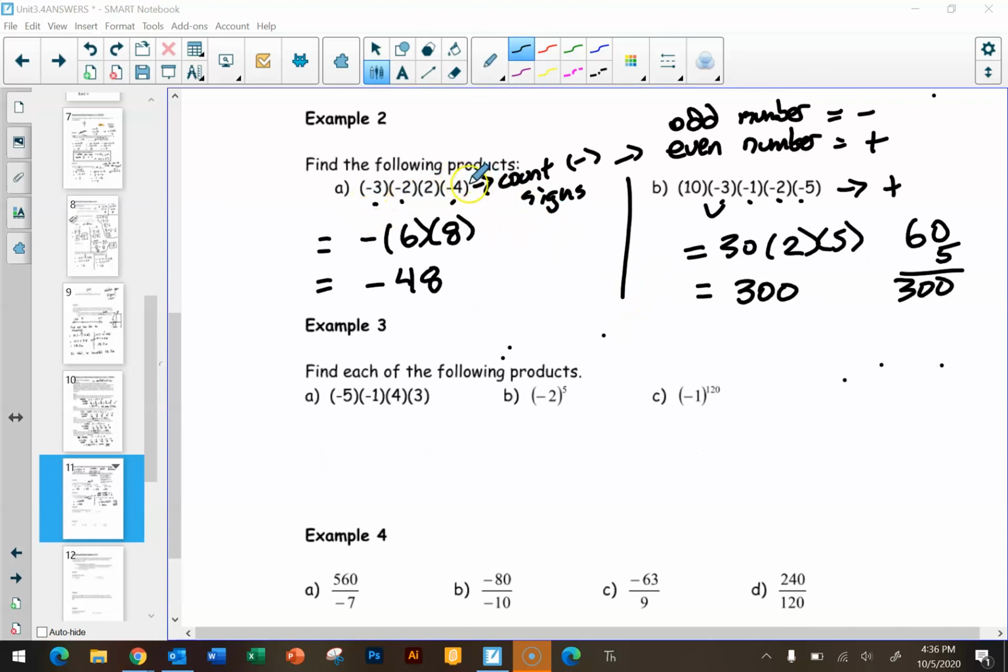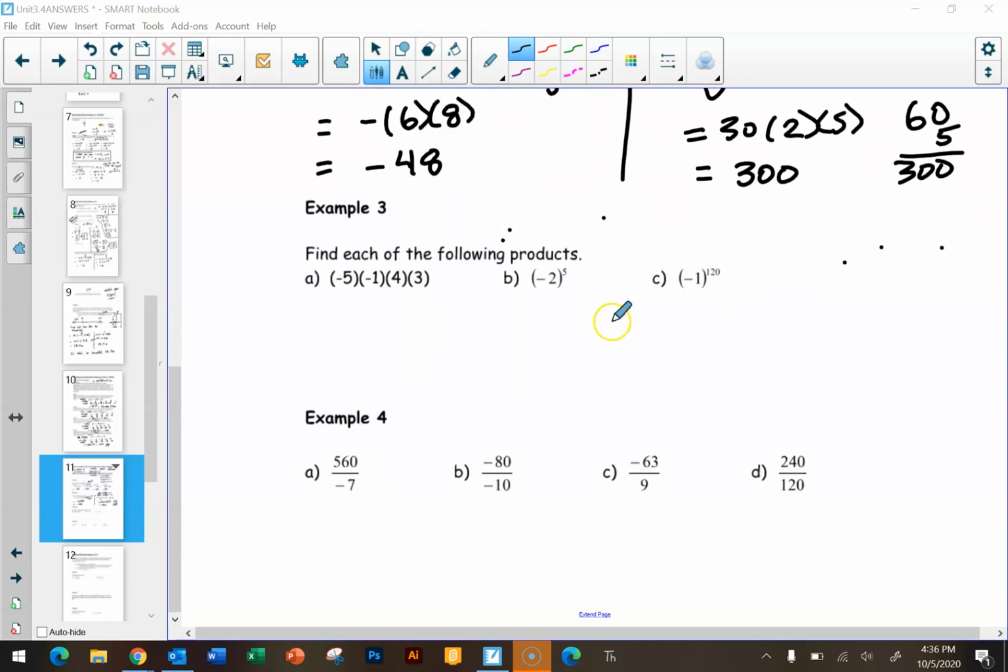Remember, you can only do this if it's multiplication or division. As soon as you get some addition and subtraction in there, then you really have to follow BEDMAS, and you've got to be much more careful with your signs.